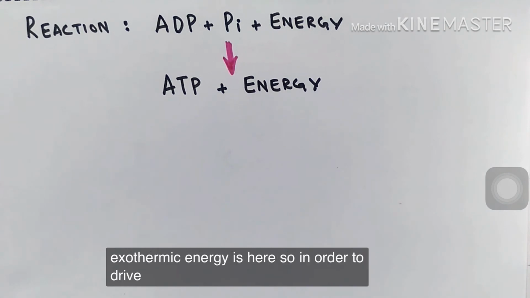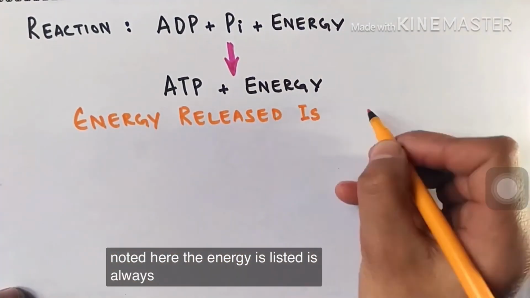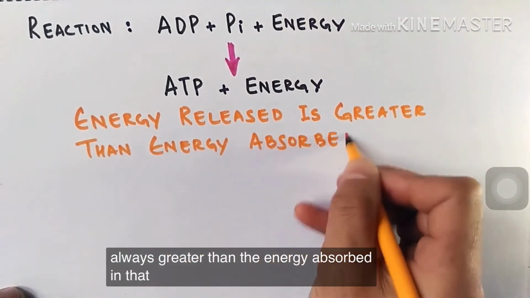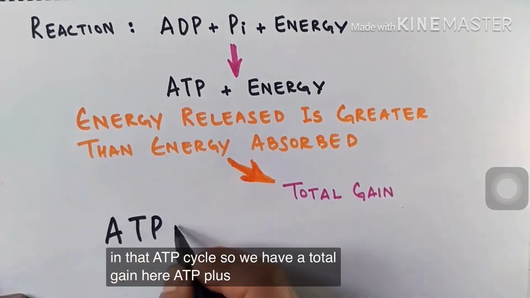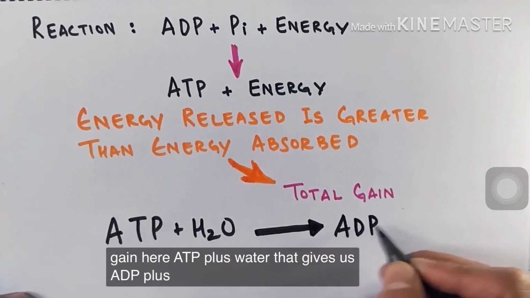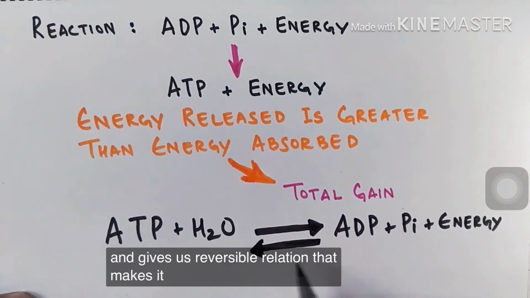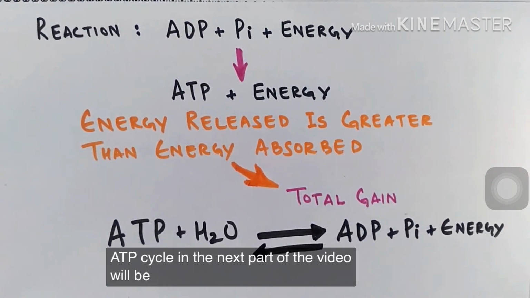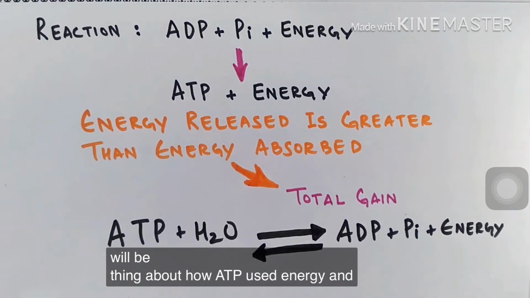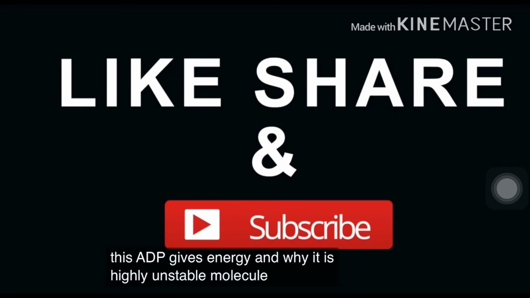So in order to drive the cellular process, there must be a total gain in energy. It must be noted here, the energy released is always greater than the energy absorbed in the ATP cycle. So we have a total gain here. ATP plus water gives us ADP plus inorganic phosphate plus energy. And this is a reversible reaction that makes it a cycle. So this was all about the ATP cycle. In the next part of the video, we'll be discussing how ATP gives energy and why this ATP is a highly unstable molecule compared to ADP.